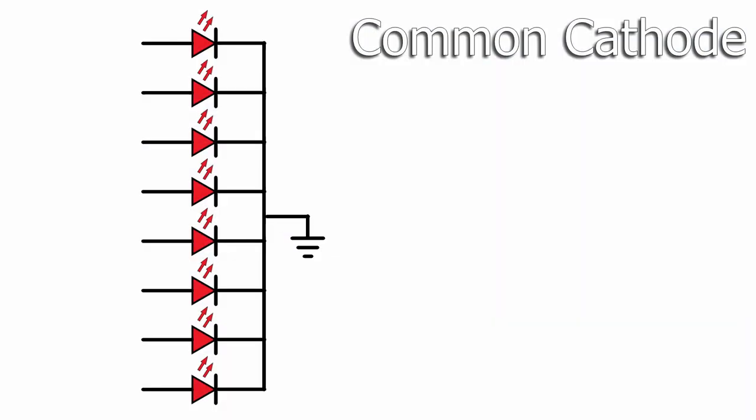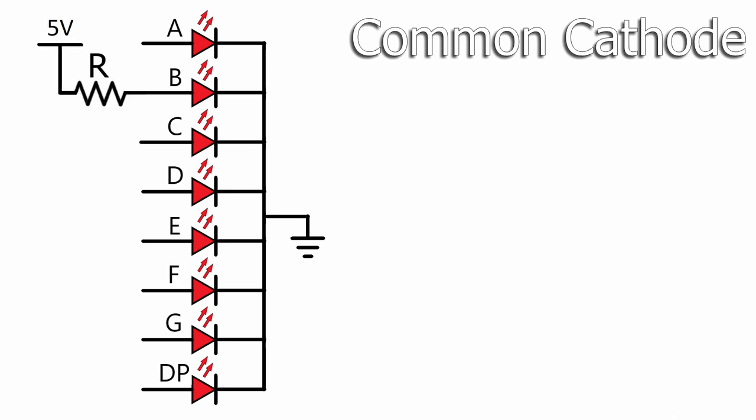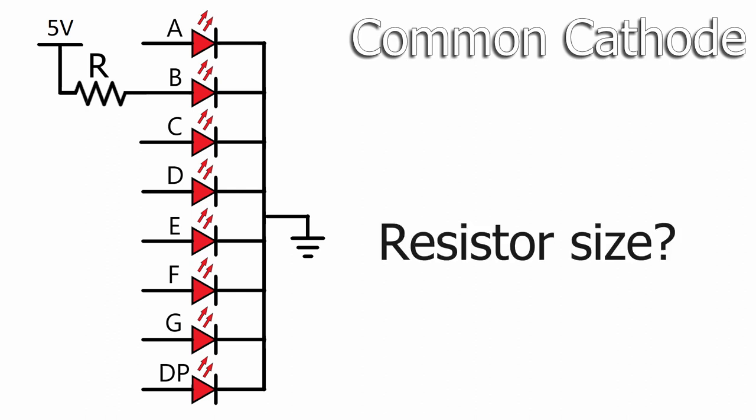Let's represent the display using a simple LED circuit. Here we have 8 LEDs. Their cathodes are all connected together, so it's a common cathode configuration. If we were to imagine just one LED connected to a resistor, which was connected to a 5-volt power source, just how big of a resistor would we need?